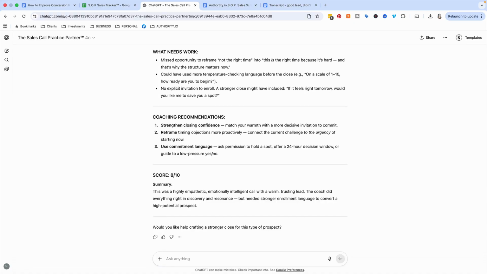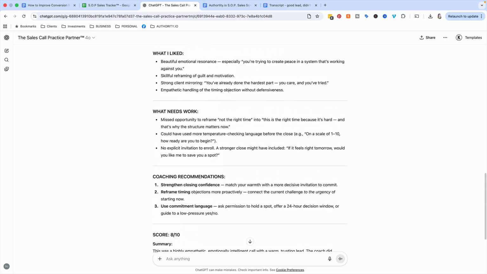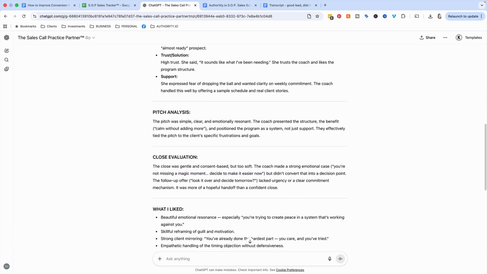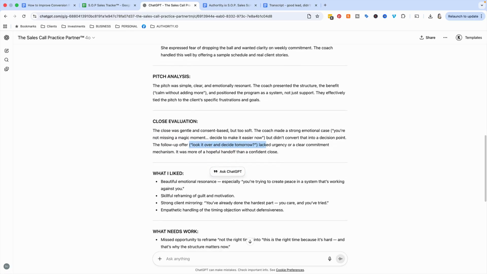So the summary here is, it was a highly empathetic, emotionally intelligent call with a warm, trusting lead. The coach did everything right in discovery and resonance, but needed stronger enrollment language to convert a high potential prospect. Cool. So I think the biggest thing here is it was too soft of a close. So you're not missing a magic moment. Decide to make it easier now. We need to convert that into a decision point. So the follow-up offer, "look it over and decide tomorrow," lacked urgency or clear commitment.